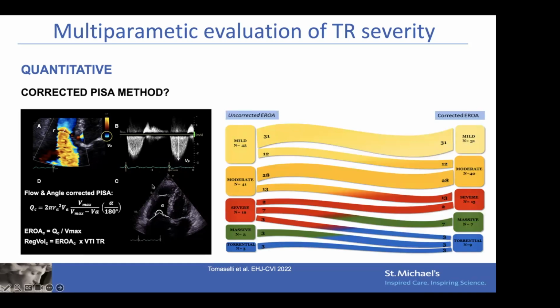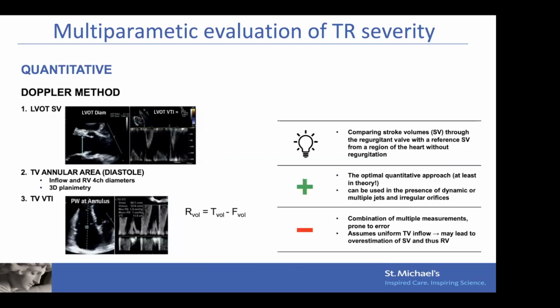And this obviously also impacts the evaluation of TR severity, because, as they have shown, an important number of patients are reclassified if you use the corrected PISA: from mild to moderate, from moderate to severe, or even within the severe category, which might then influence treatment decisions and therefore also impact patient prognosis.